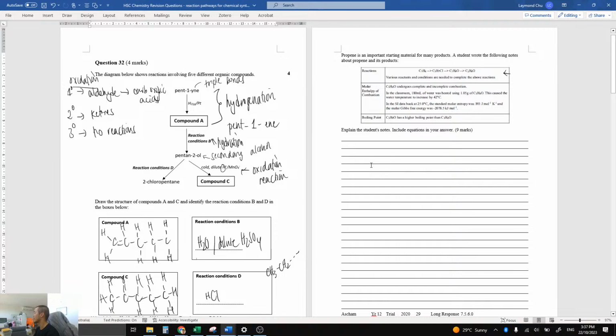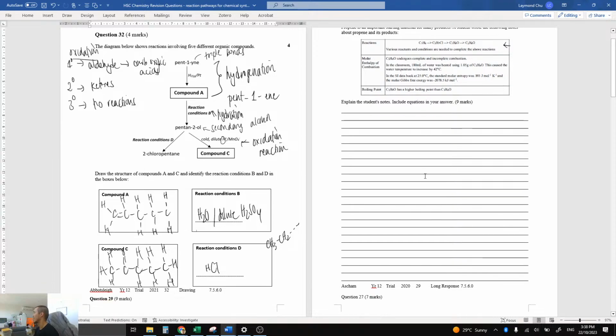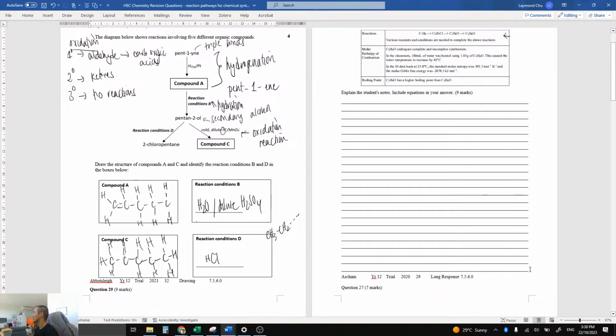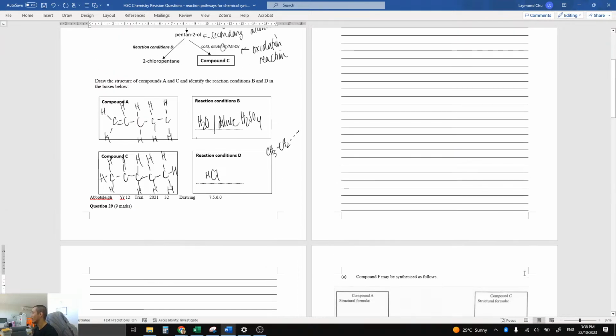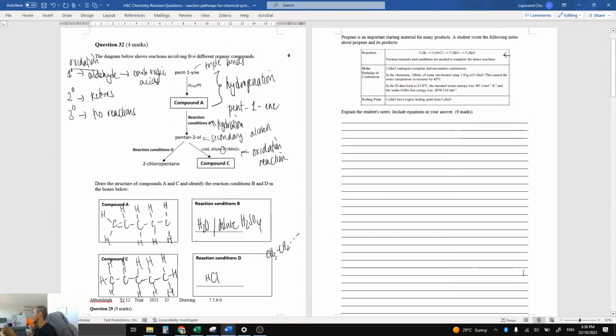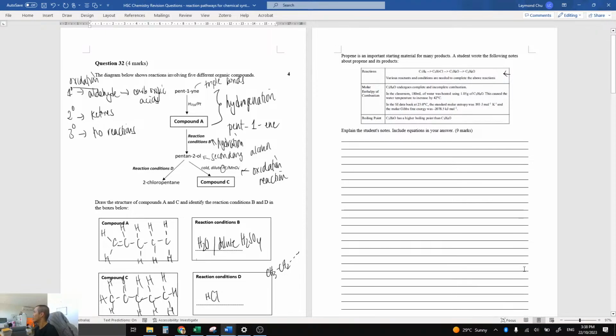So what this question is asking: propane is an important starting material for many products. A student wrote the following notes about propane and its products. These are the notes. Explain the student's notes, include equations in your answer. Now, I do understand that these lines might not be enough for me to write on here, but hopefully it'll be enough when you print it out, or if you don't print it out, hopefully you'll squeeze it all in. So let's start by doing the reactions.